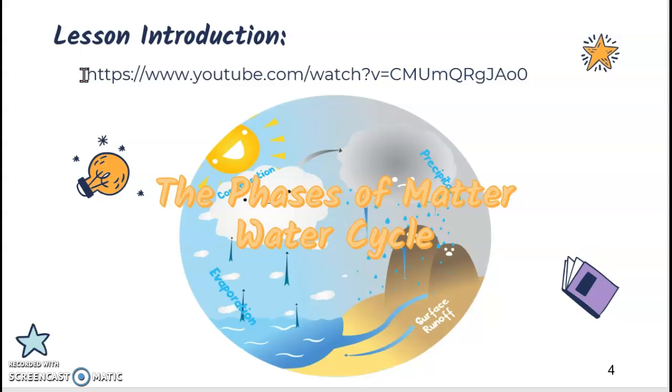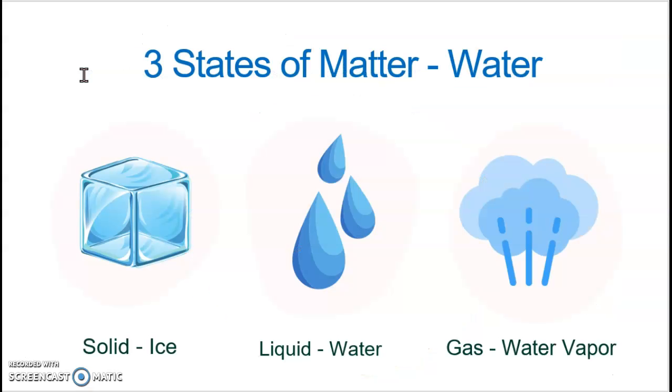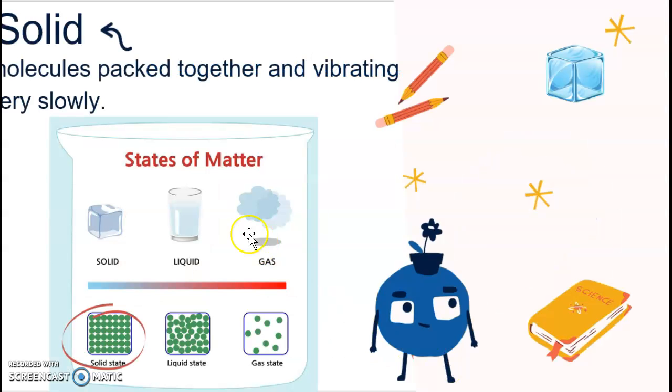To start with, we have here now the three states of matter. So we'll look closely at water itself. When water is in solid form, that is our simple ice. When water is in liquid form, the one that we're drinking, that is water in liquid form. And we have water vapor, that is water in gas form. So let's look at solid first.